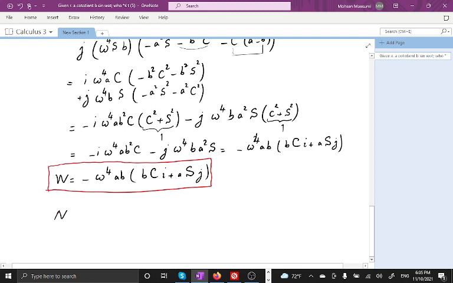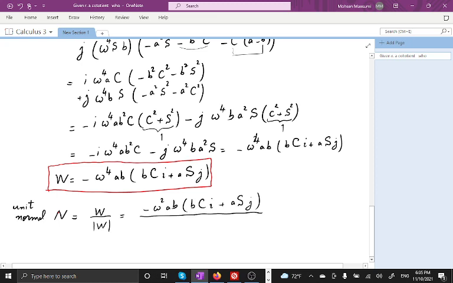N, normal vector. So this is unit. So what is this? W over length of W. So that, of course, is minus omega squared AB. Of course, my handwriting, I hope you don't get confused. So omega, and that is W. AB (b c i + a s j). I made a mistake already. It is omega to the 4.